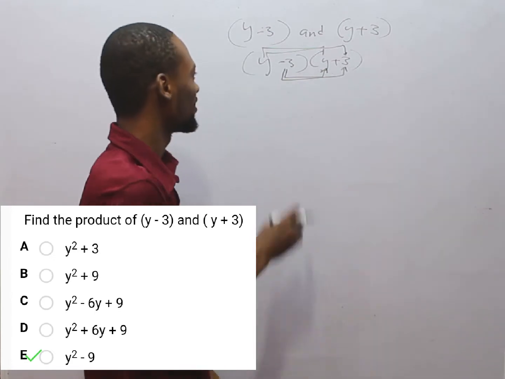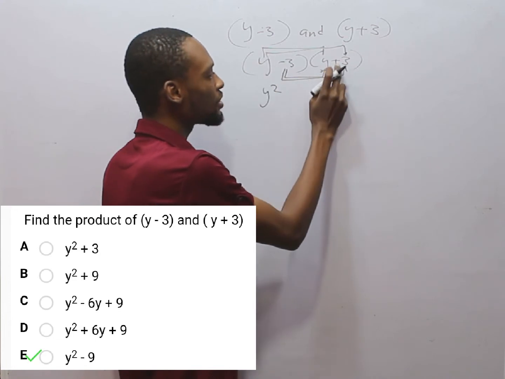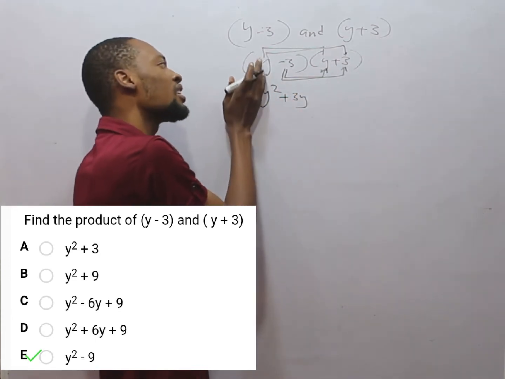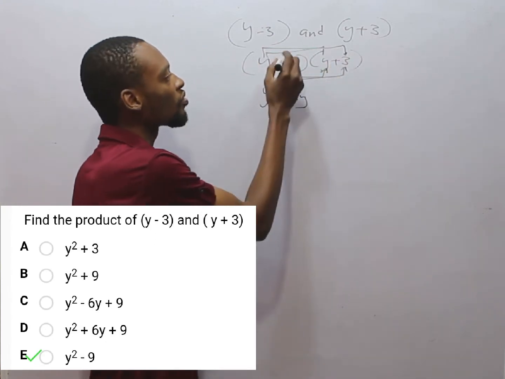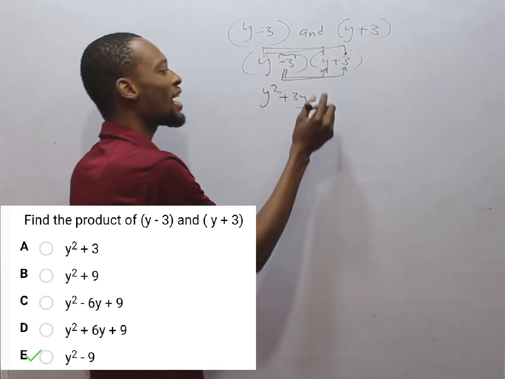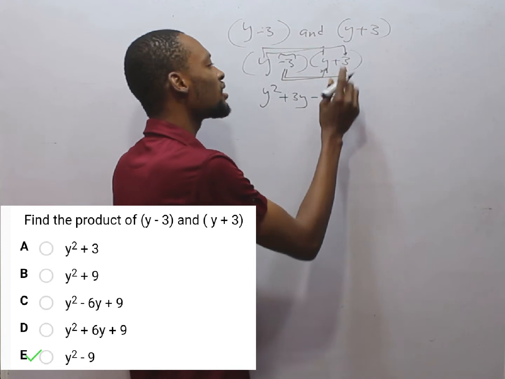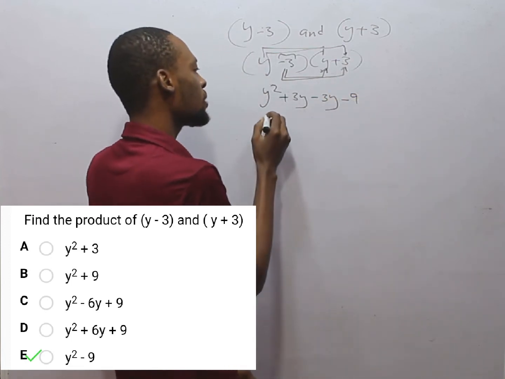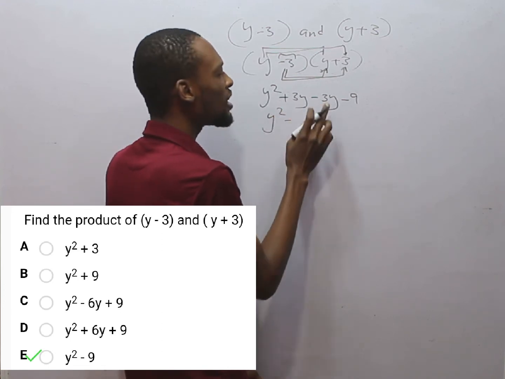This is it. Y times y is y squared. Y times 3 is 3y. So we are done using this to multiply the other two. Let's start with this one now. Minus 3 times y is minus 3y. Minus 3 times 3 is minus 9. So that is it. We simply have y squared plus 3y minus 3y.